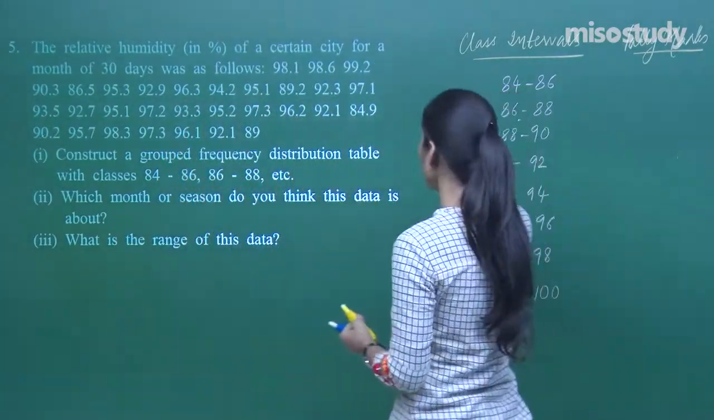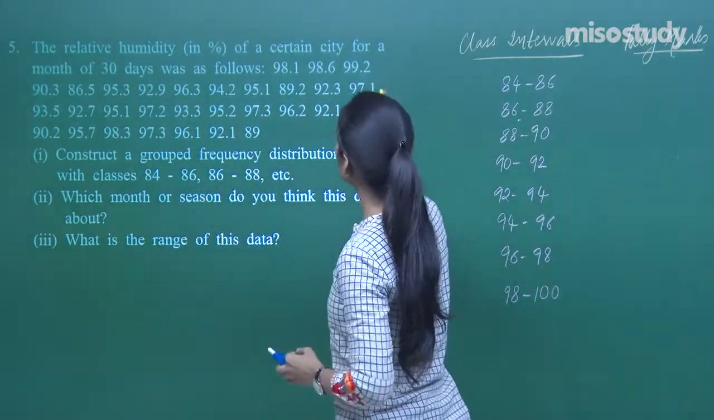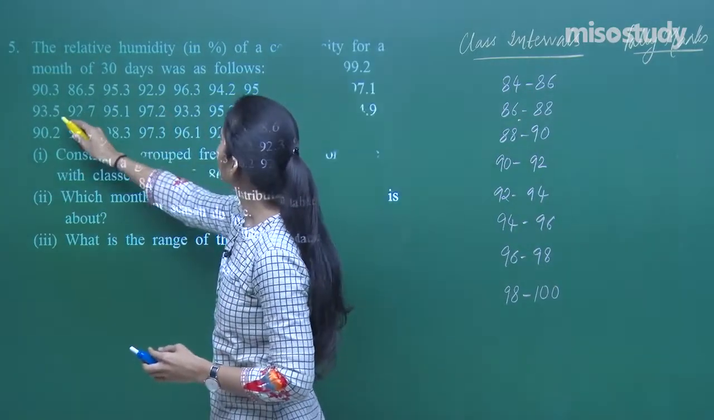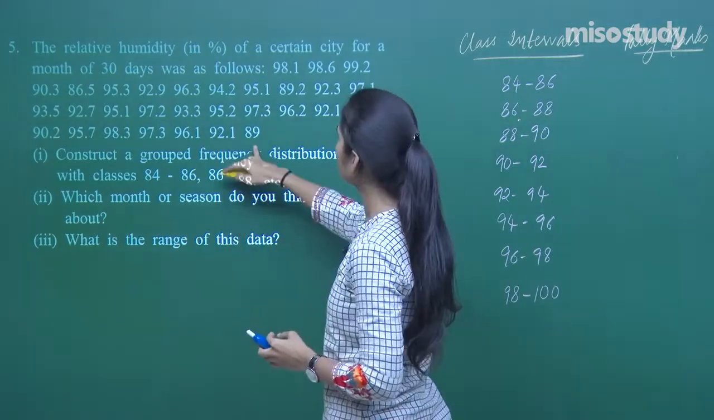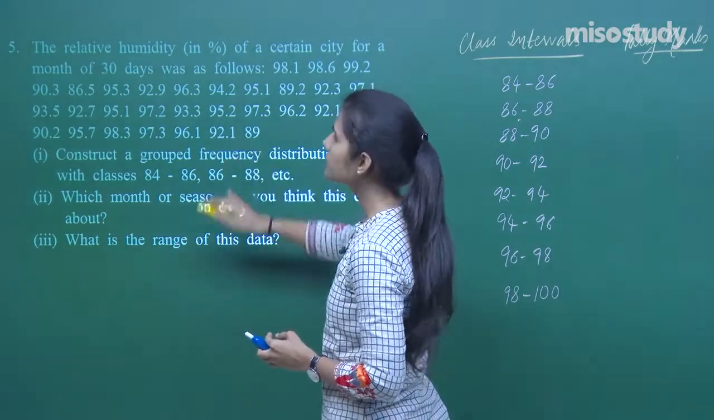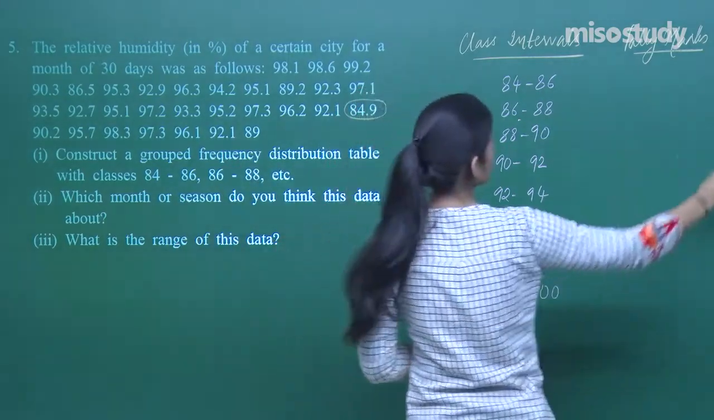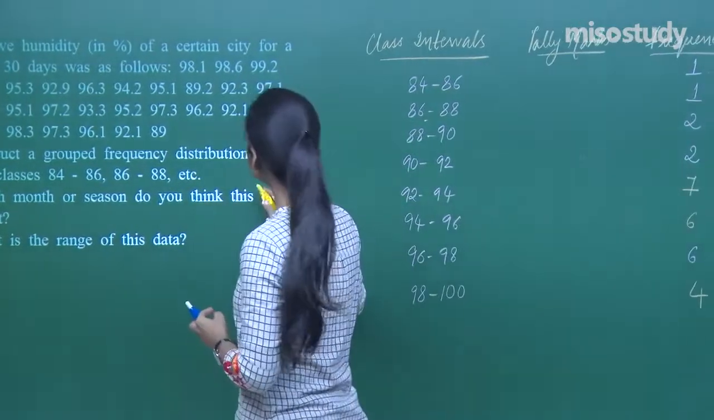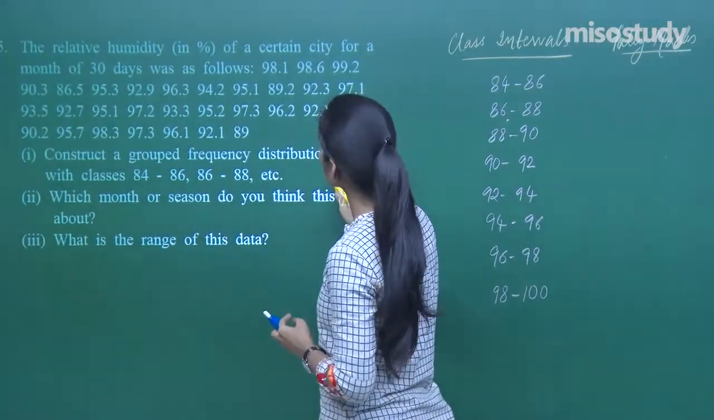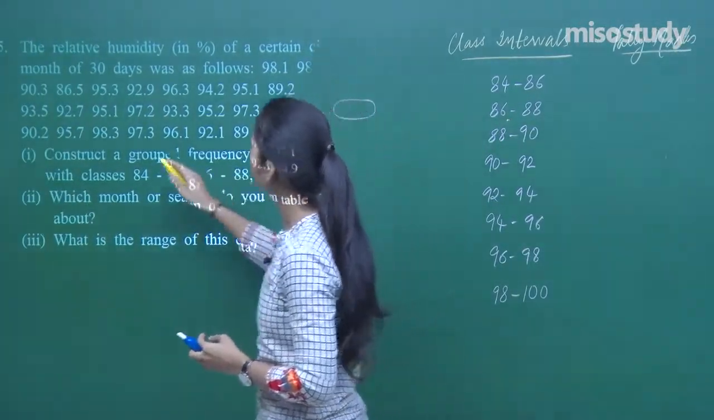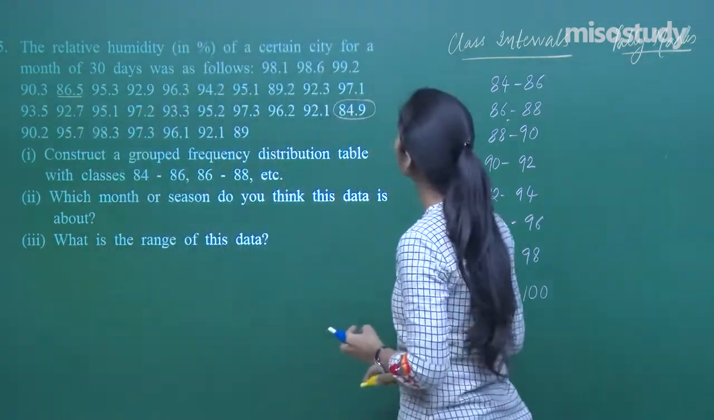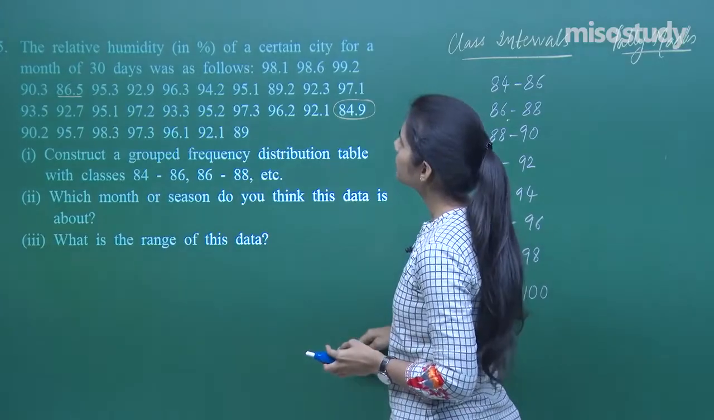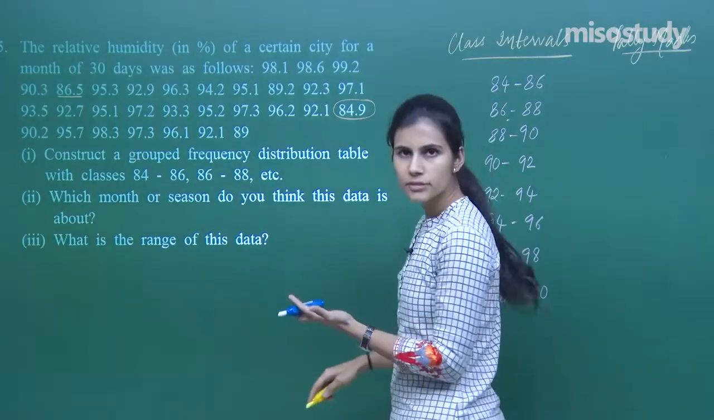So between 84 to 86, you have what all values? This is there, that is it, 84 to 86, nothing else. So the frequency here is 1, that is correct. 86 to 88, you have this. Rest, nothing is there between 86 to 88, fine.